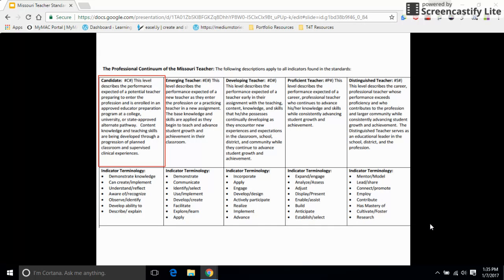You'll notice as the teacher becomes more experienced, there's a difference in the indicator verb terminology. That's the second row. The professional, the proficient, and the distinguished teacher, the highest levels, assume a leadership position to newer teachers, and it's the place all teachers strive for in performance to help emerging and developing teachers. This shows that the pre-service candidate not only knows the standards, but also can provide evidence of knowing them.